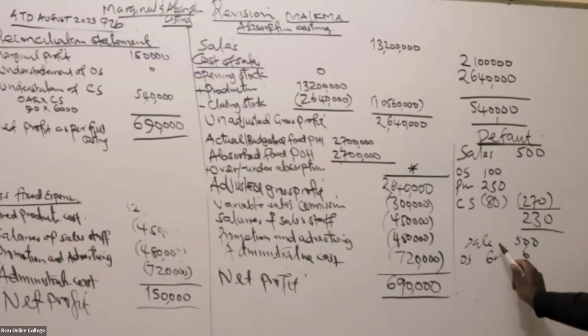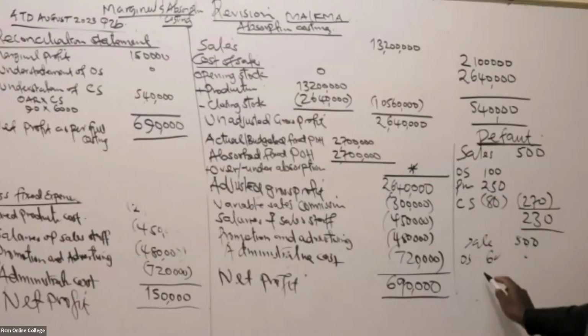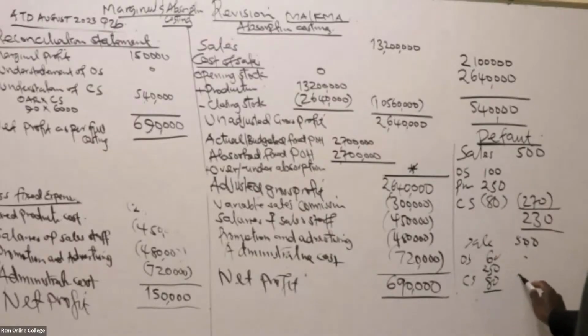Opening stock, you are now having 60, right? Then production is still 250, and the closing stock is still constant. So 60 plus 250, that will be 310. 310 minus 80, that will be 230, right? That will give us 230. Now 230, look at it, it is giving us 270.